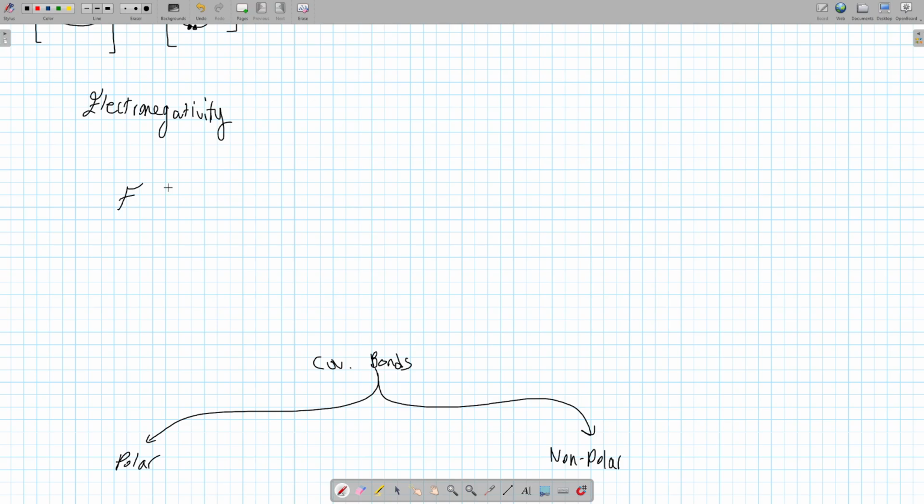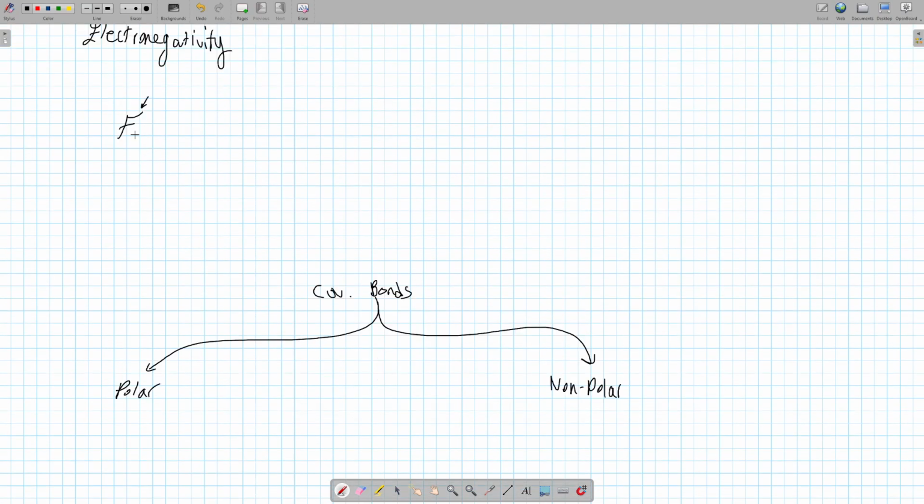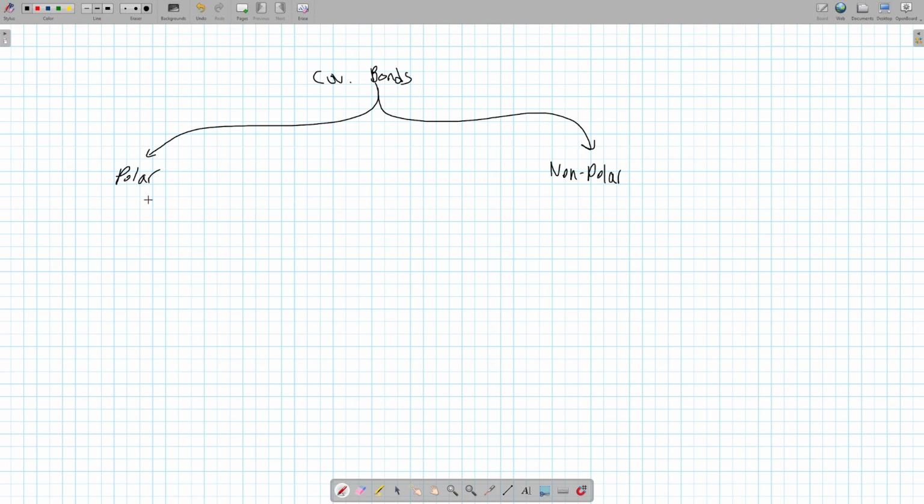You can say, okay, what's the point? What is electronegativity? Electronegativity is an ability an atom or an element has to attract electrons. Fluorine is the most electronegative. So that means it has the best ability to attract electrons from around it. Okay? When a bond is polar, it means you have 2 different elements. Non-polar is when it's the same element.